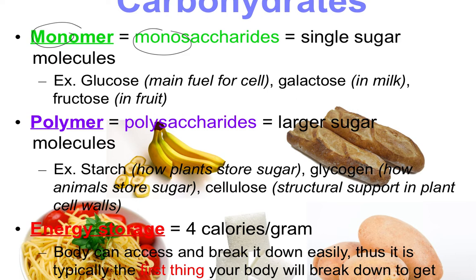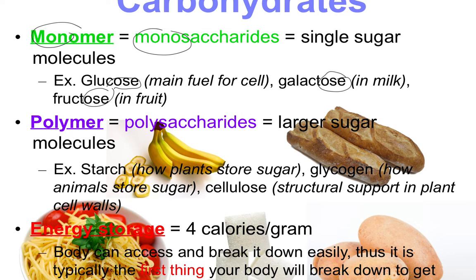So glucose, which is the main fuel that our cells use for energy, and galactose is found in milk, and then fructose we find in fruits. A lot of these very simple monomers of carbohydrates will end in ose, and you probably know that high fructose corn syrup, you've heard of those things before. Those are all sugars that are made from different types of fruits.